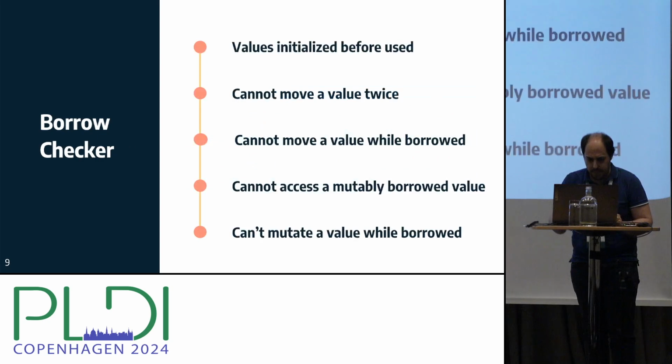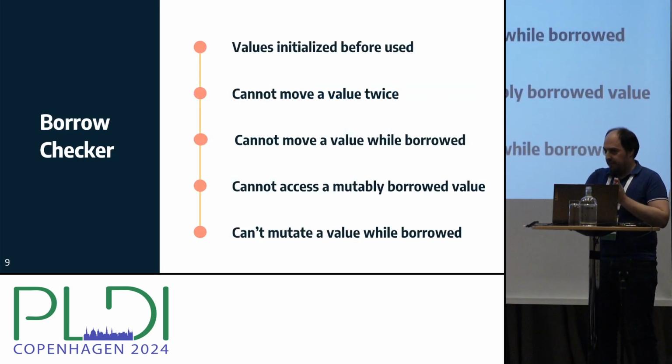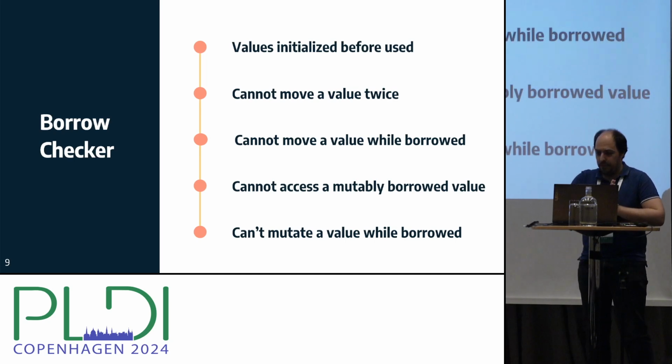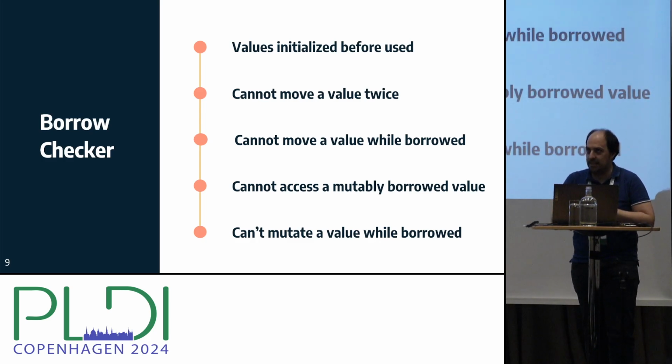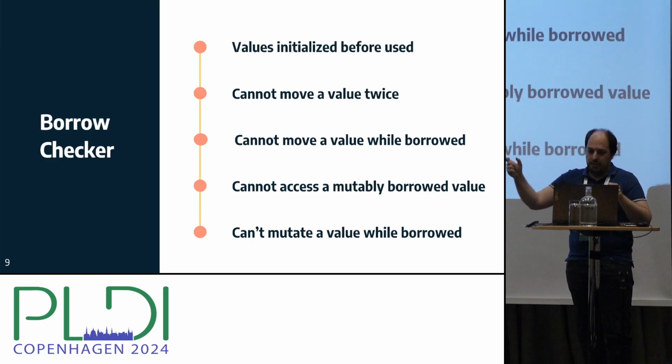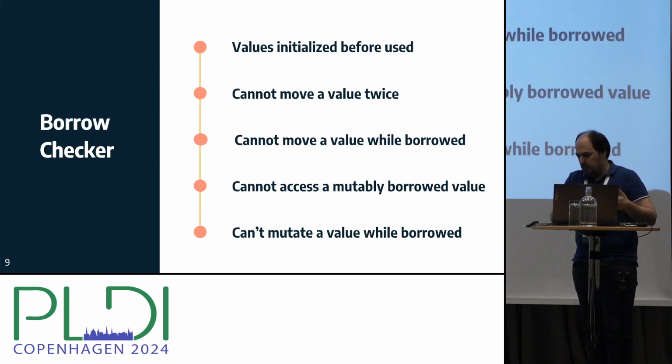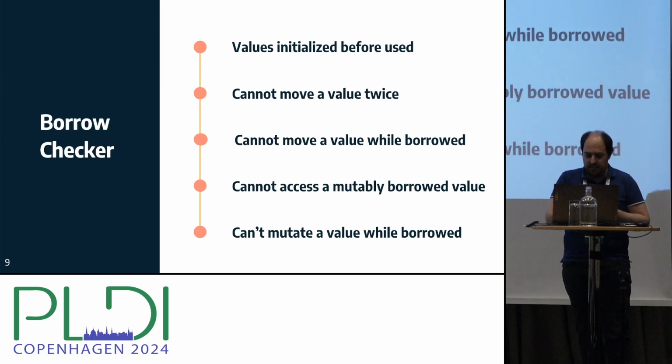So all those rules have the following consequences. Values must be initialized before they are used. Uninitialized values are not allowed. You cannot move a value twice, because if you move it once, it becomes invalid, so you cannot move it again. If a value is borrowed, you cannot move it, okay? Only after all the uses of the borrow. If it's mutably borrowed, you cannot access it. And if it's borrowed, you cannot mutate it. So this derives from the previous rules that I've shown.